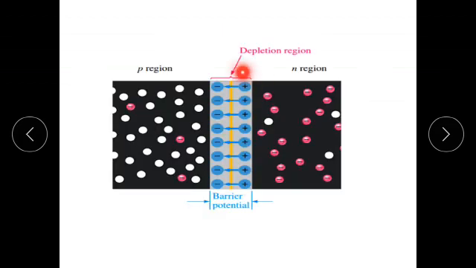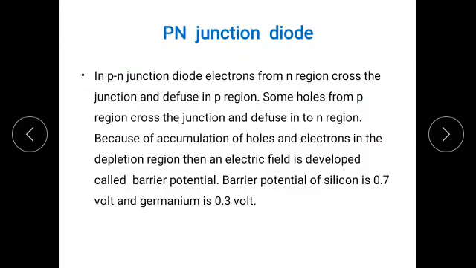See this diagram. When p-type and n-type are joined together, some holes from the p region cross the junction and diffuse into the n region. Then some electrons from the n region cross the junction and diffuse into the p region, and due to that a potential is created called the barrier potential, and this region is called the depletion region. The barrier potential for silicon is 0.7 volt, and for germanium its value is 0.3 volt.